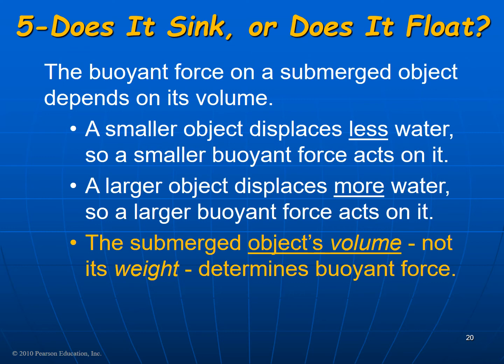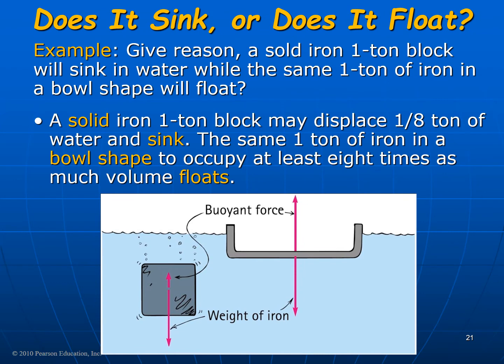So for a submerged object, the object's volume, not its weight, is what will determine the value of the buoyancy force. And the buoyancy force will determine if the object will float or sink. If the buoyancy force is less than the weight of the object, it will sink down. If the buoyancy force is greater than the weight of the object, it will float up. If they are the same, then it will be suspended, as we can see from this example.